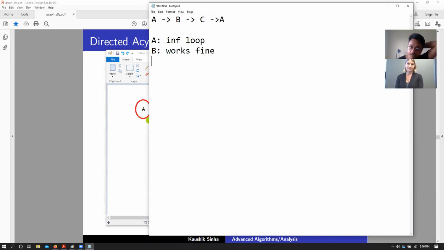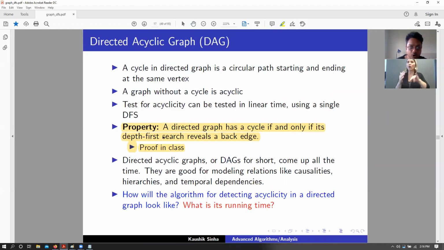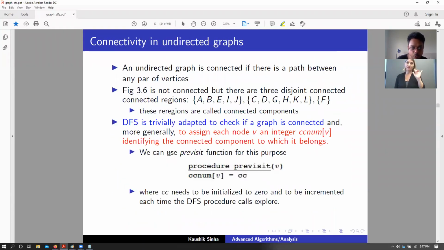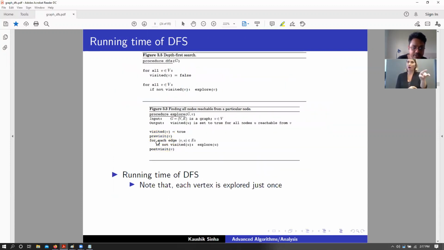Sean and Eric, it won't be A that is an infinite loop, because think about it. What is the algorithm for DFS? If we have already visited a particular node, we won't be visiting that node anymore, right? If visited is already true, then we are not exploring. If visited is false, only then are we exploring, right?